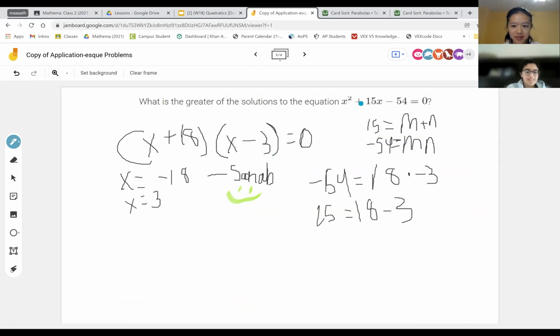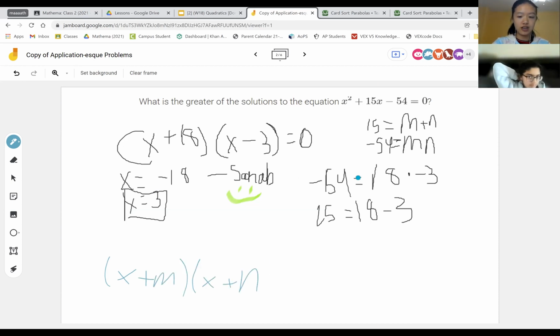Yeah, so you can move on to number 2. This one is pretty straightforward, actually. If we can use m plus n, because I guess that's better. So if we're looking for x plus m times x plus n equals this expression up here, ignoring that part, then we would want m times n equals -54 and m plus n equals 15.